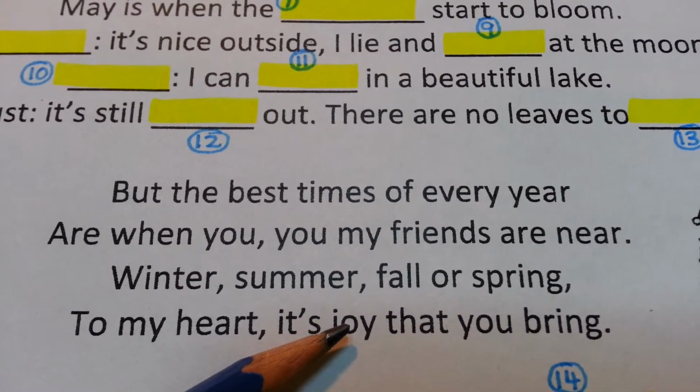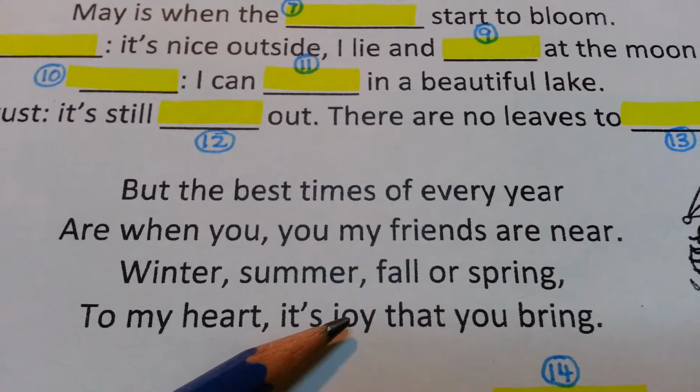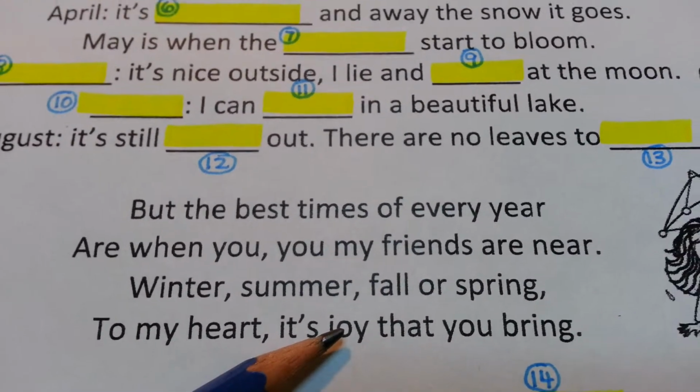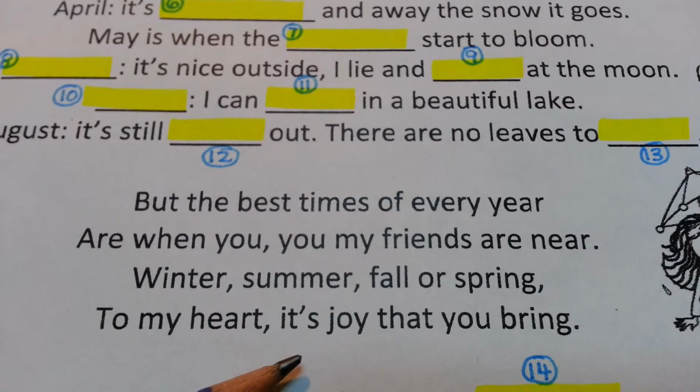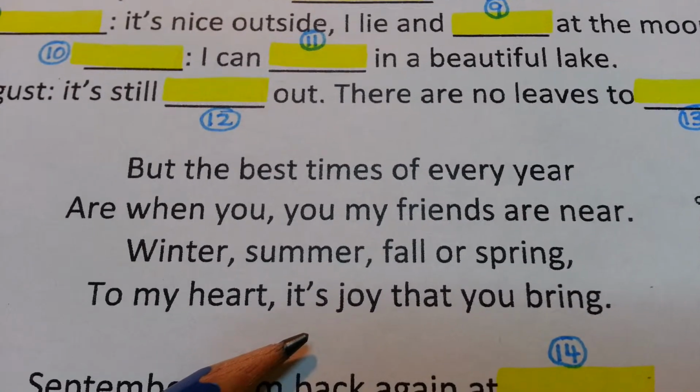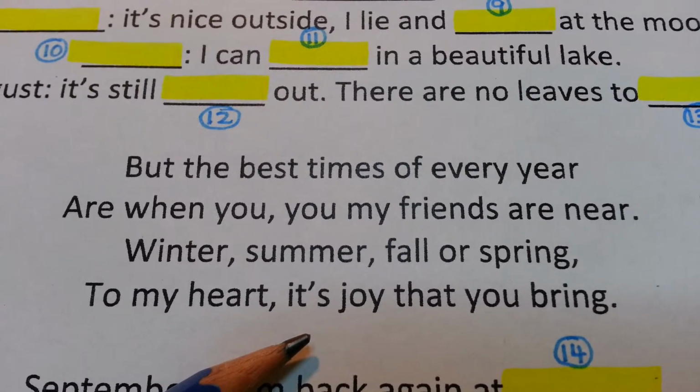And it says, "The best times of every year are when you, my friends, are near. Winter, summer, fall, or spring. To my heart, it's joy that you bring."